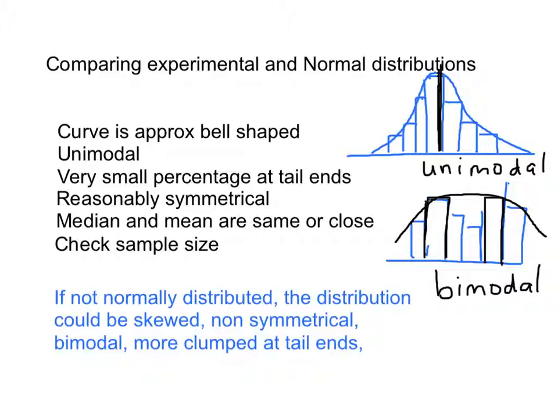Okay, so comparing that with, for example, this other graph. If it's not normally distributed, then it may be skewed. Skewed is when we have some of the data on one side and then a long tail down the other side. It's probably not symmetrical. It could be bimodal. It could be clumped at the tail ends. Instead of having one peak in the middle, it may have some peaks at the tail ends. And that would not be a normal distribution. So, an example question on the next page.